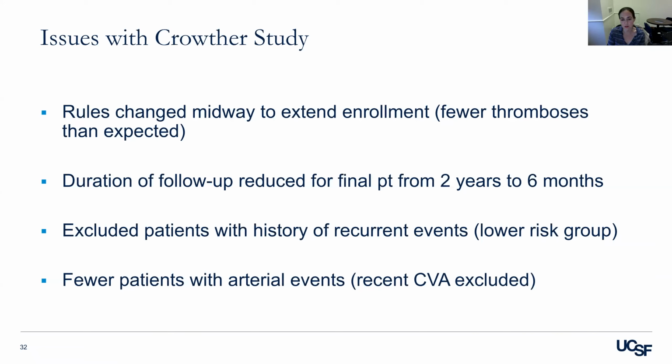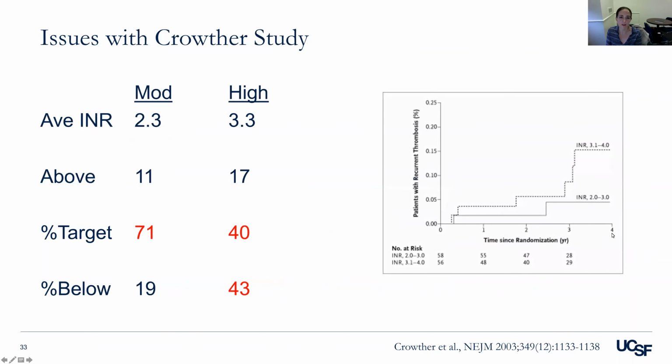They excluded patients with a history of recurrent events. So inherently, this was a lower risk group than many of the patients that we take care of as rheumatologists. And also, there were fewer patients that had arterial events, and one of their exclusion criteria was recent stroke. So I think these are just important things to know, again, as you're deciding about treating your individual patient, because there are nuances that apply. And I think another major issue with the Crowther study is based on the fact that many of the patients who were in the high intensity group here were below target the majority of the time.